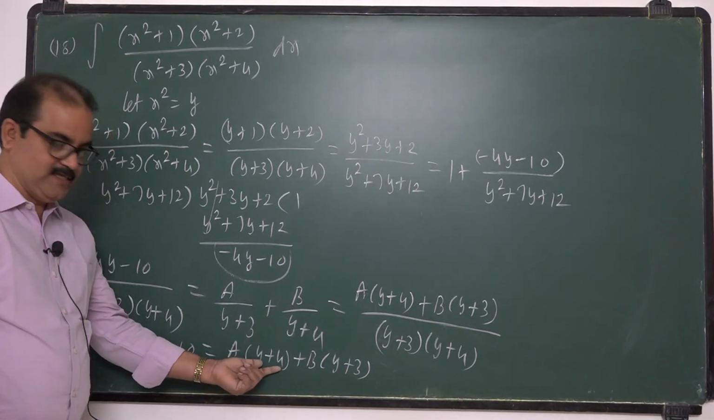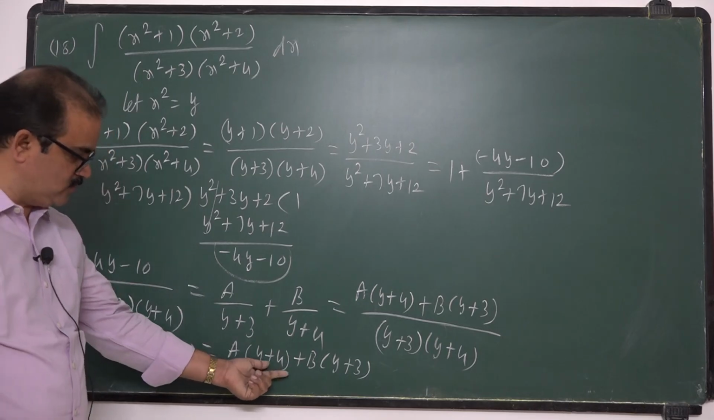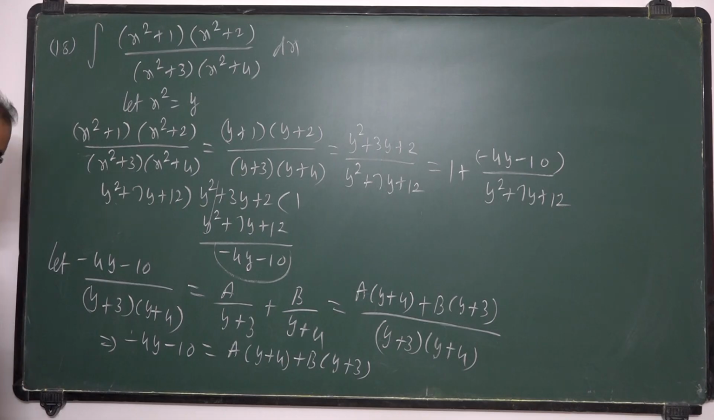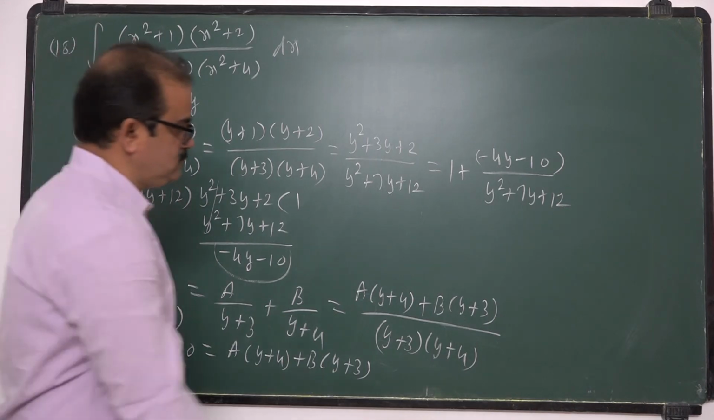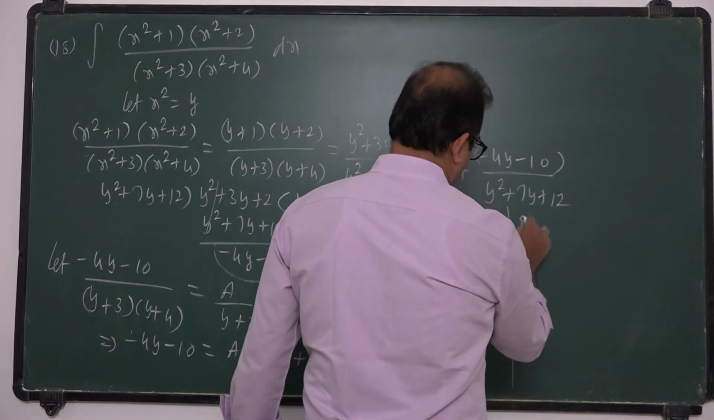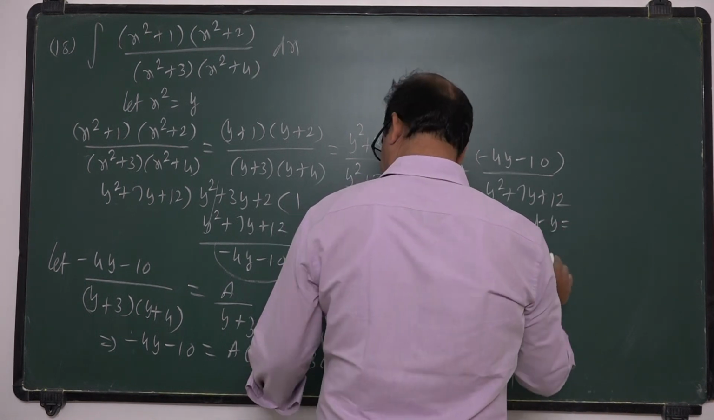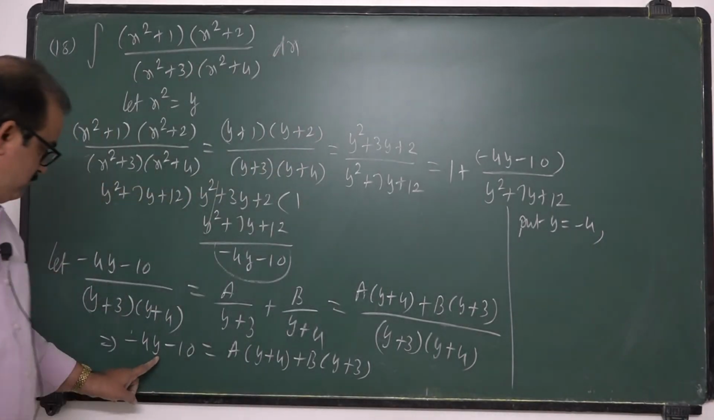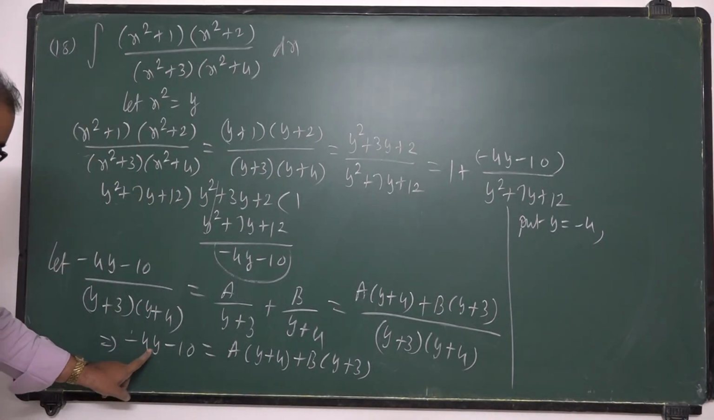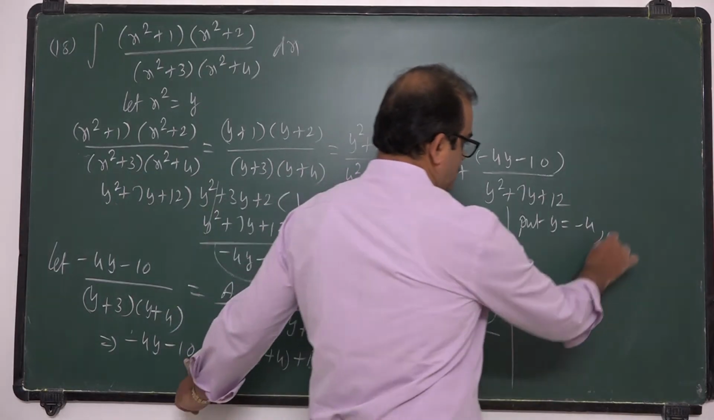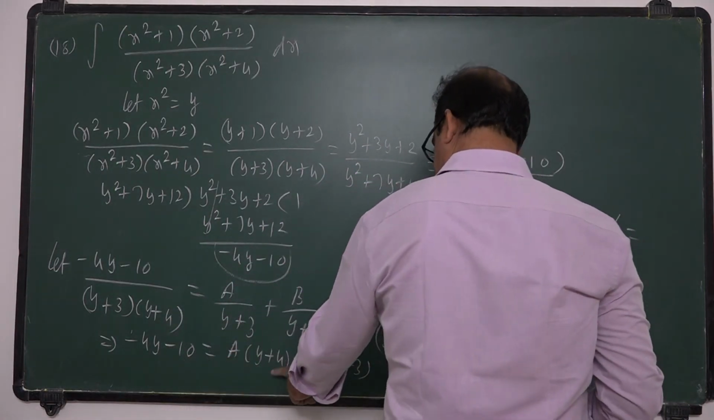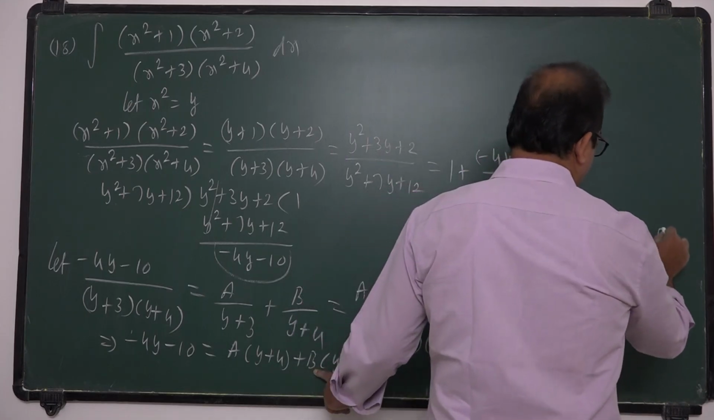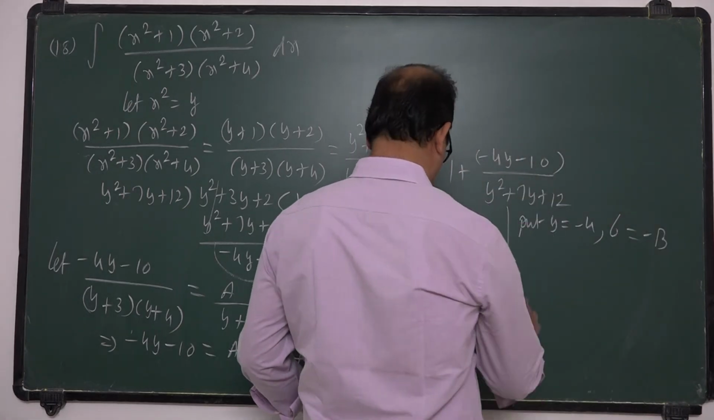If you put y is equal to minus 4, this term is 0. If you put y is equal to minus 3, this term is 0. So initially put y is equal to minus 4. LHS becomes minus 4 into minus 4, 16. 16 minus 10, 6 is equal to, this is 0. Minus 4 plus 3, minus 1, minus b. So b is equal to minus 6.